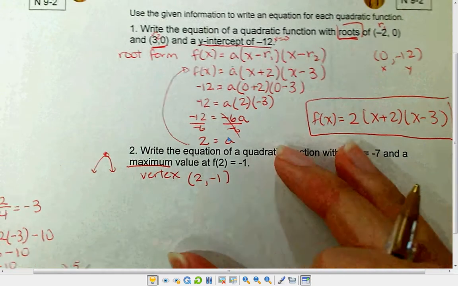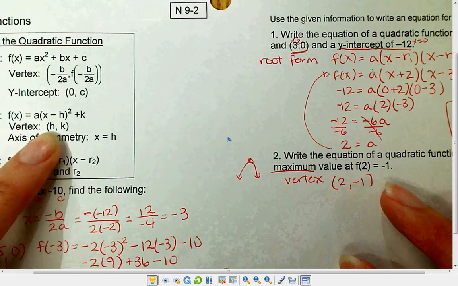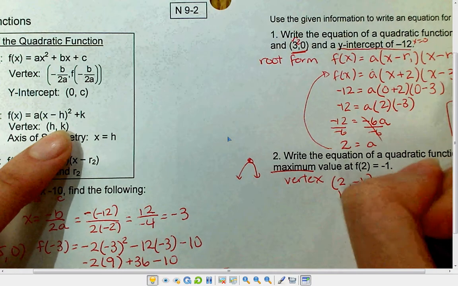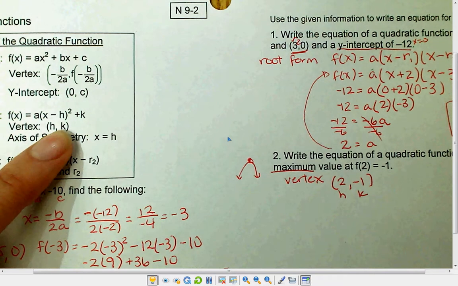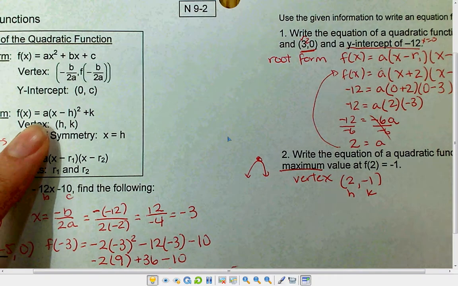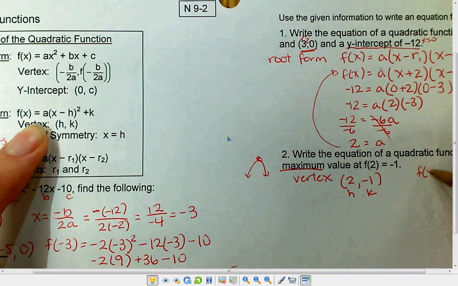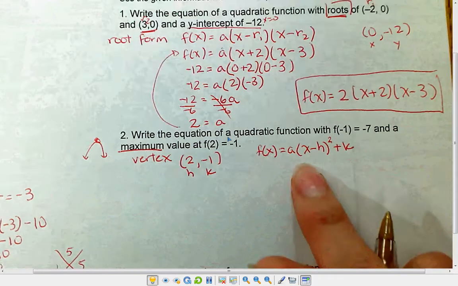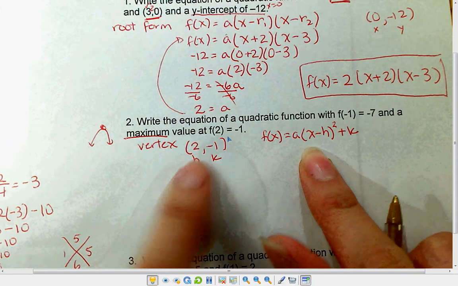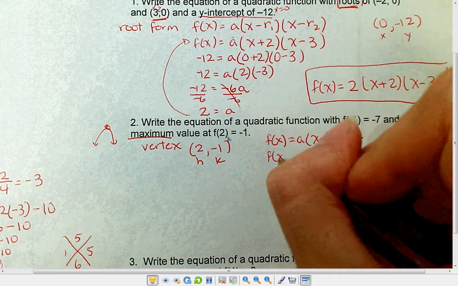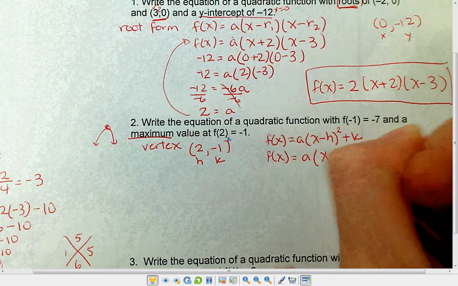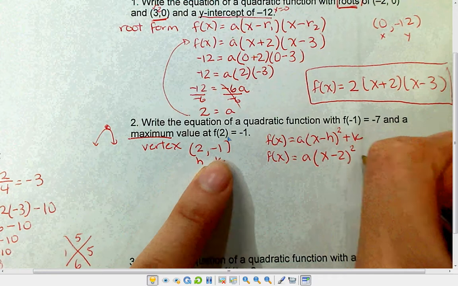And so for our vertex, we know in vertex form, vertex is h comma k, so I'm going to label this, this is my h, this is my k. And I'm going to be plugging these values into my function, so f of x equals a times x minus h squared plus k. So this is what I'm starting off with. I'm going to plug my h and my k into this function. So x minus 2 squared minus 1.